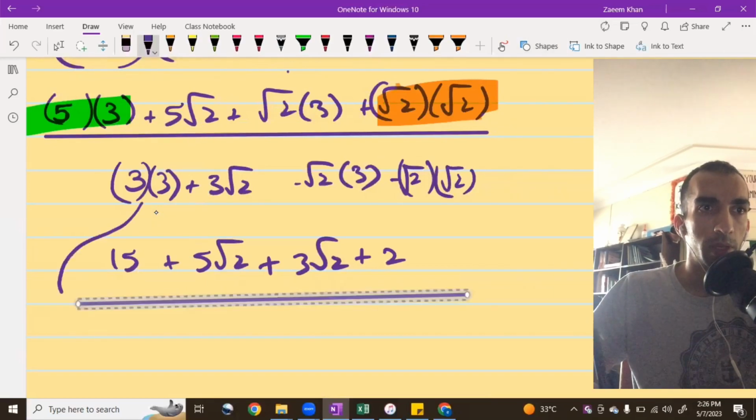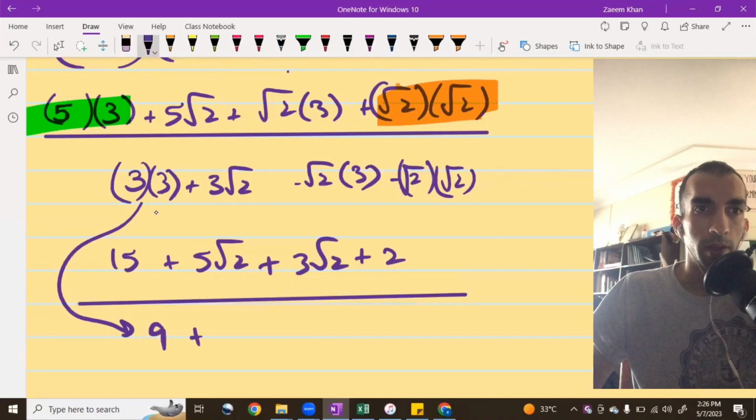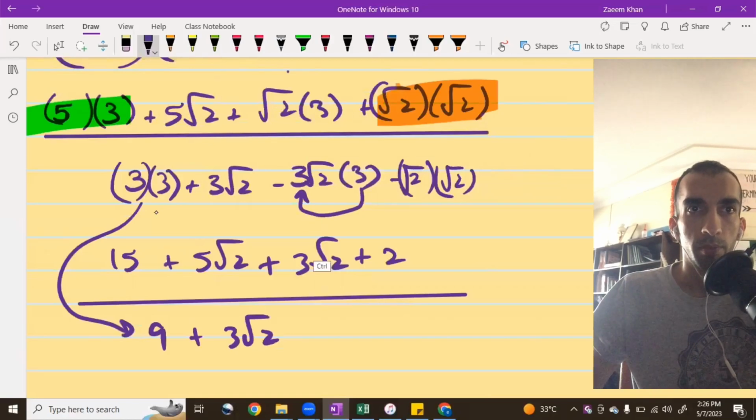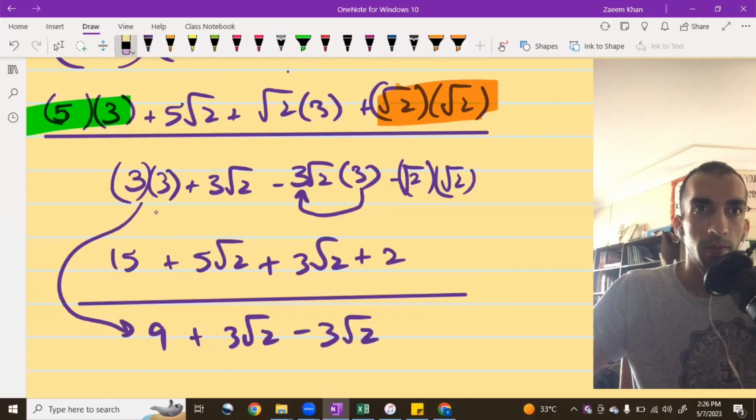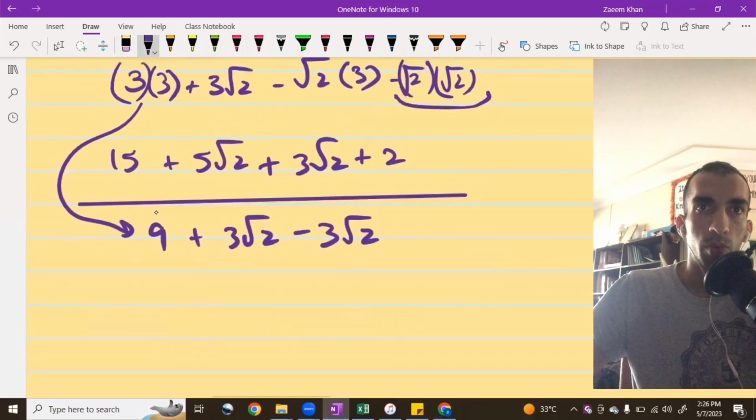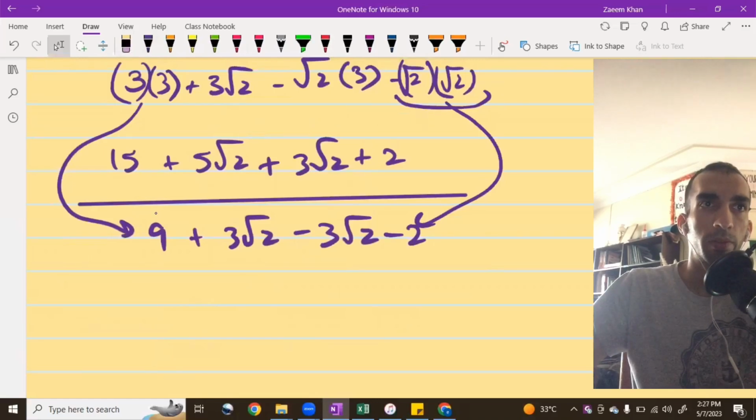3 times 3 will give us 9. I'll write this again as it is, and I will write this number over here. All right, but in the next step, I'll write it over here. Take a look. Minus 3 square root of 2. And if I multiply these two together, what do I end up with? Just 2 minus 2. Minus 2.